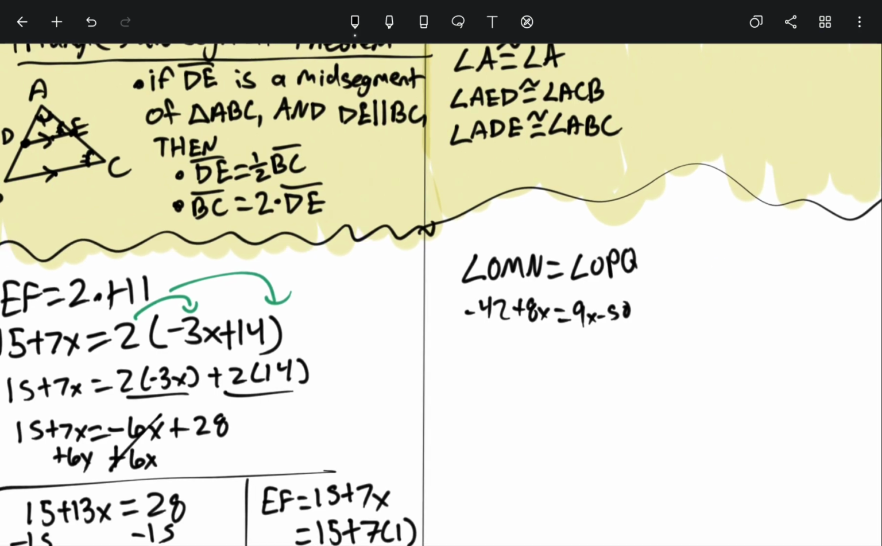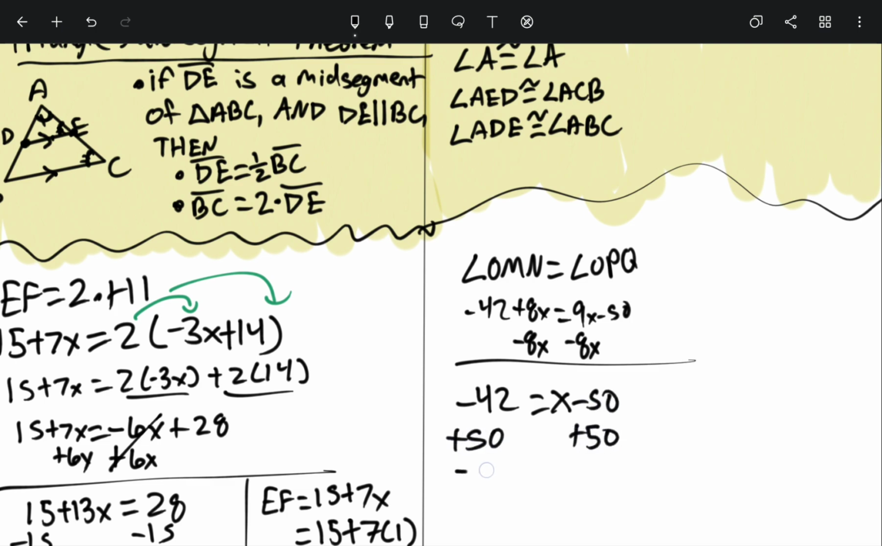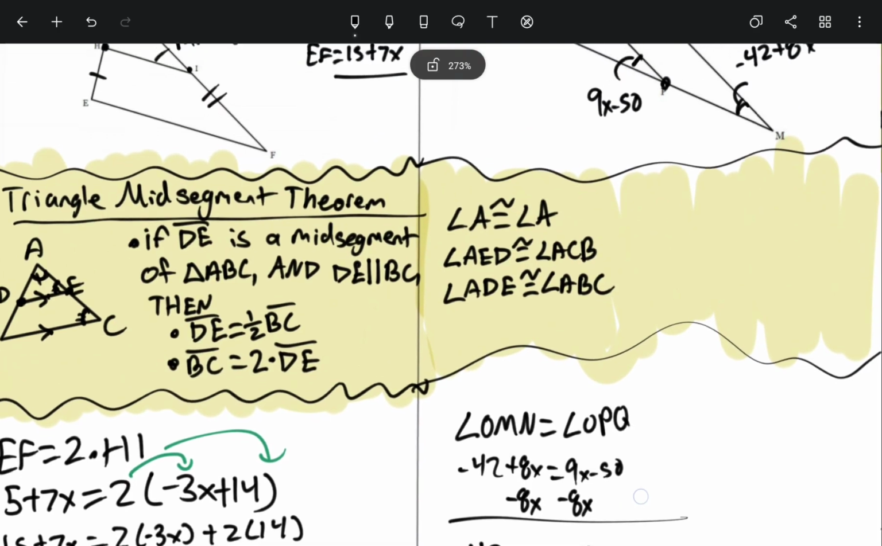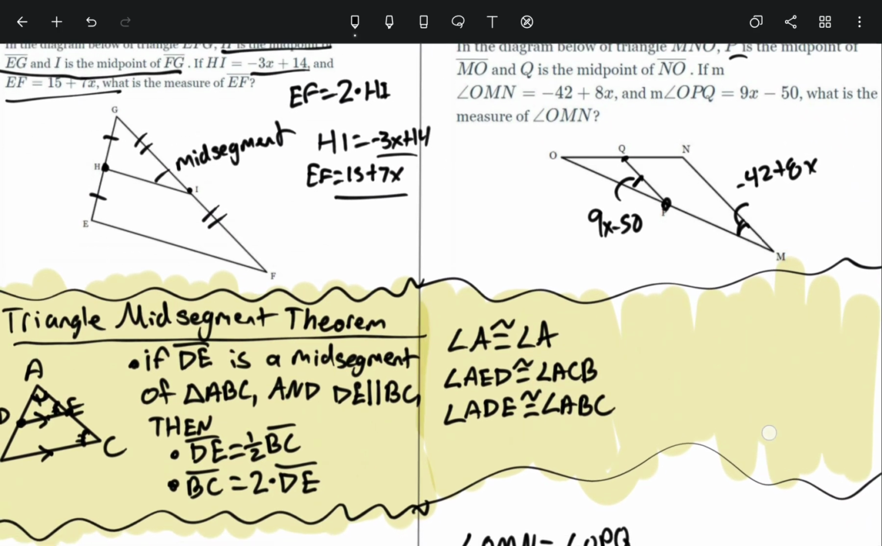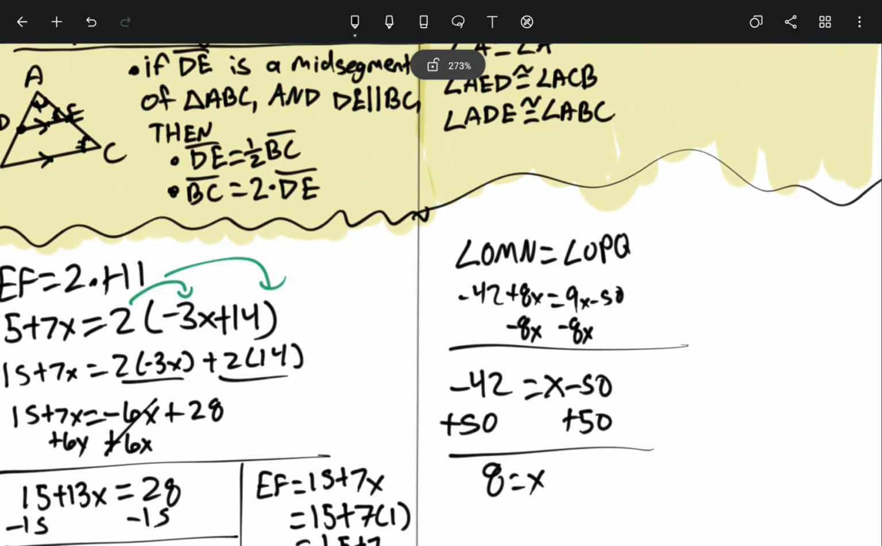Okay. Now I'm going to subtract 8x from both sides. That gives us negative 42 equals x minus 50. Add 50 to both sides. We get 8 equals x. Now we're looking for the measure of angle OMN, although you could really use either of the expressions because they are congruent. But let's just work with OMN because that's what it tells us.